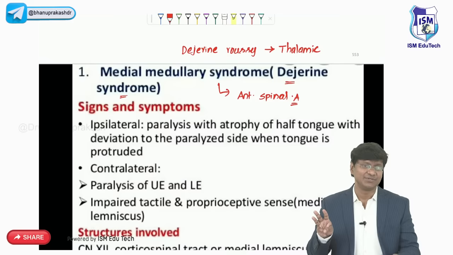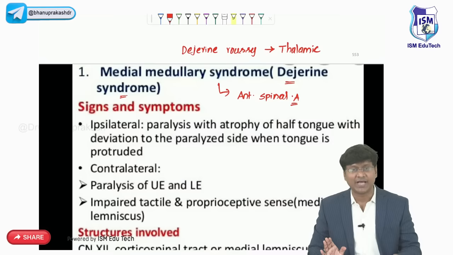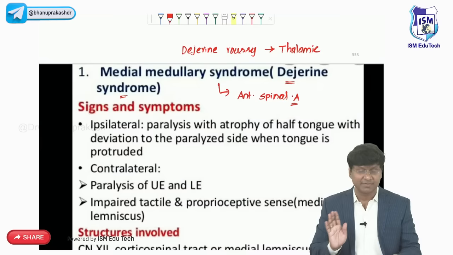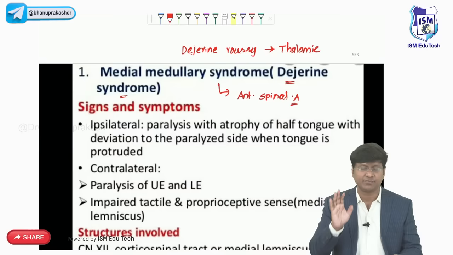And what are medullary syndromes? Medial medullary syndrome is Dejerine syndrome. Lateral medullary syndrome is Wallenberg syndrome. In Wallenberg syndrome, the vessel most commonly affected is the vertebral artery, and in Dejerine syndrome, the vessel most commonly affected is the anterior spinal artery. So, brainstem stroke syndromes are a very, very important part of your exam. Okay, you should definitely revise this before going to the exams.